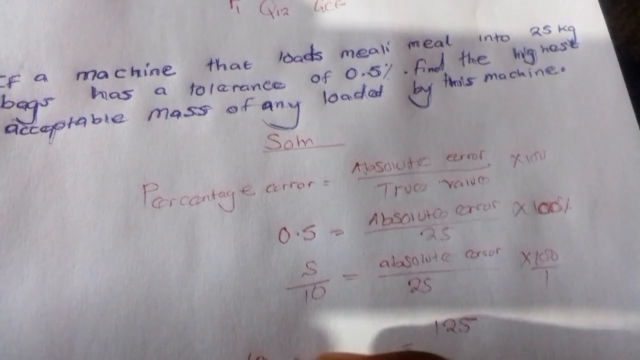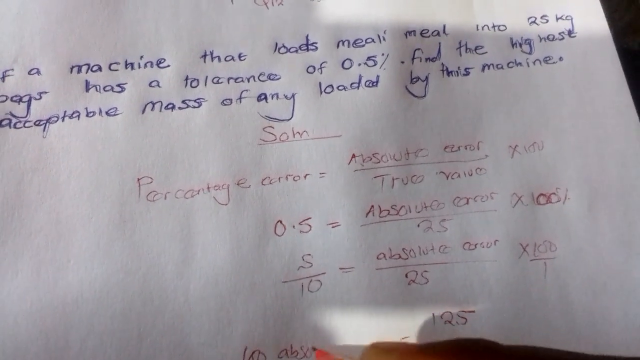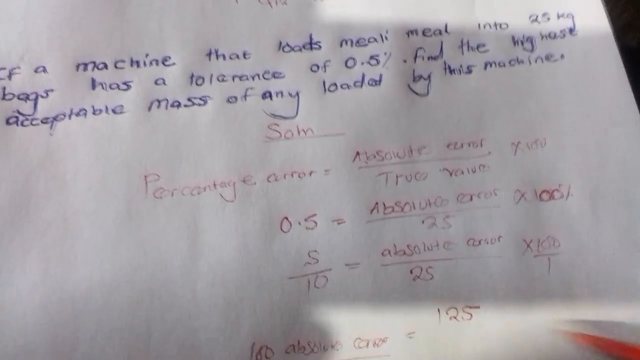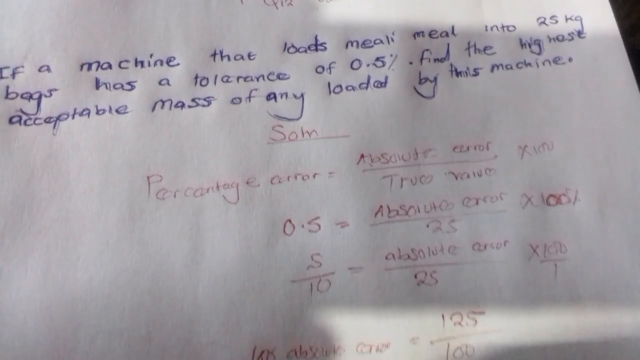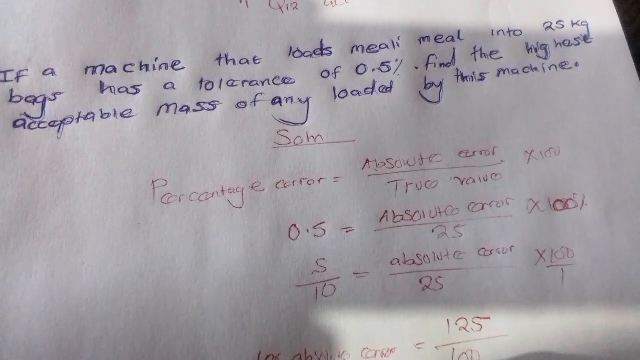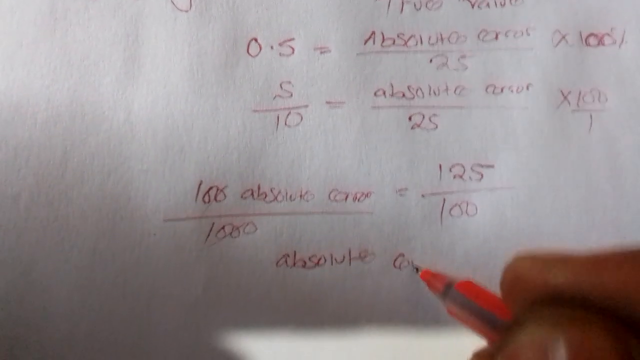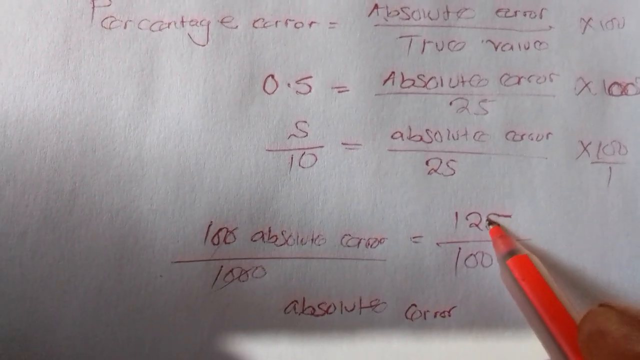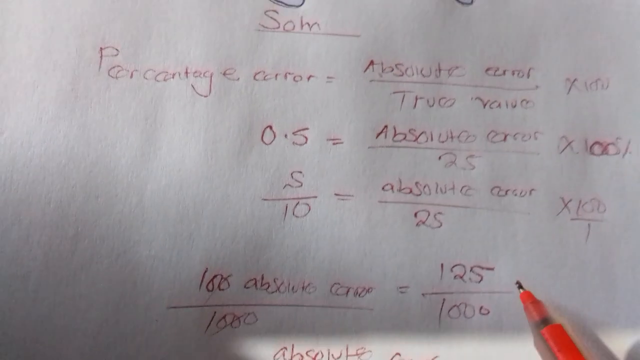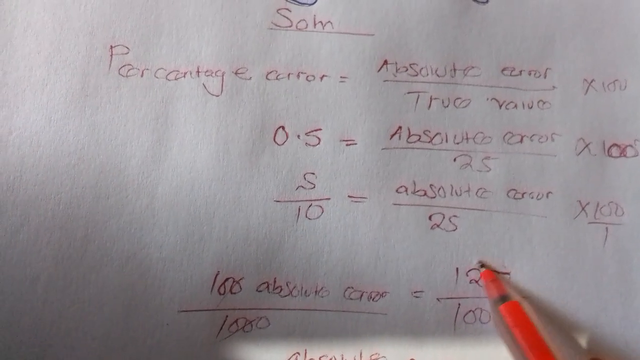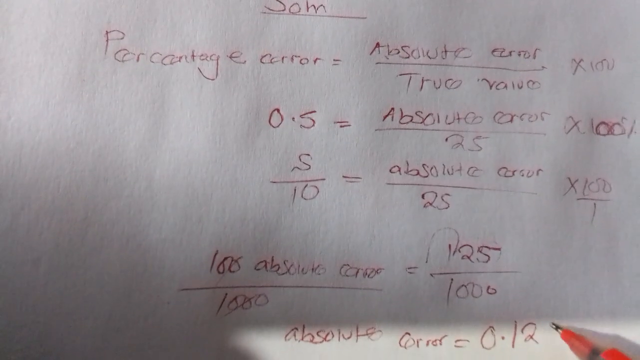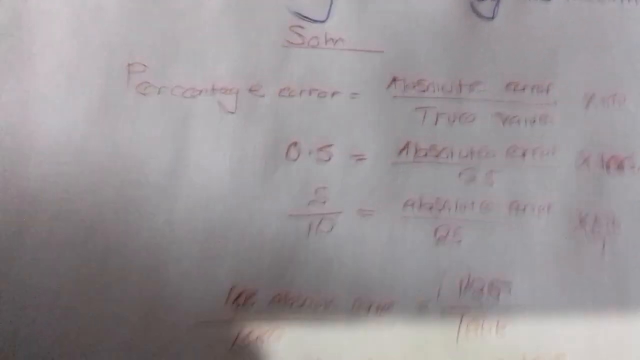So it will be 1000 absolute error. We divide by 1000. Whenever we are dividing by things which have 0s, we just move the decimal point. So it will be 1, 2, 3, so it will be 0.125. So that was our absolute error.